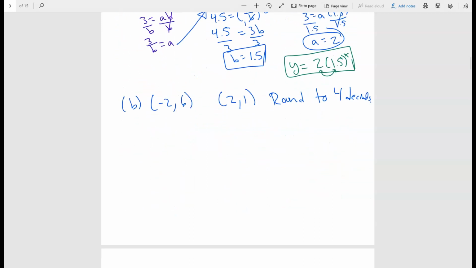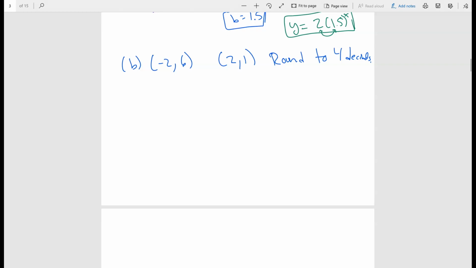Alrighty. Now let's look at this last problem. Again, we're going to do exactly the same thing with the x, y points. We know that y is equal to a times b to the x. So we're going to plug in the first one, which is going to be 6 is equal to ab, and then the next one is negative 2. And then the other one's going to be 1 is equal to a times b squared.